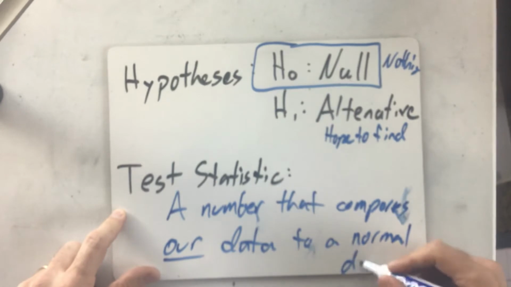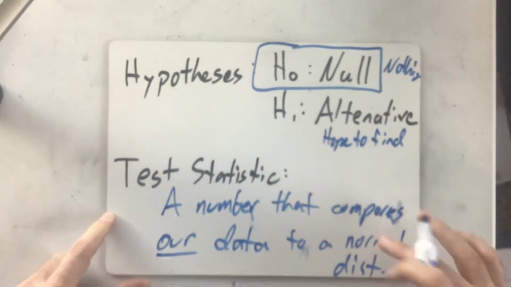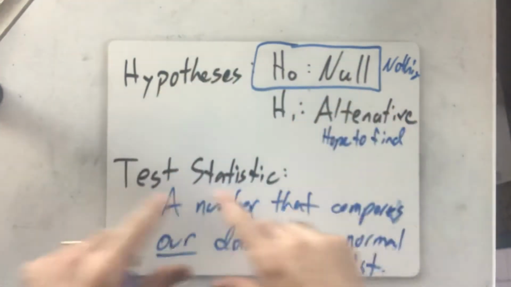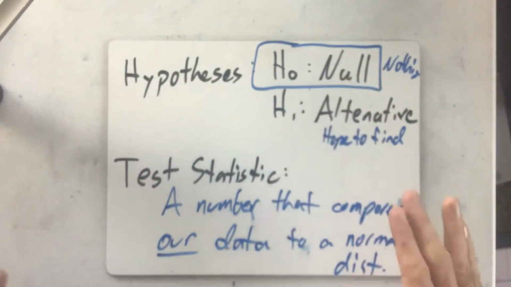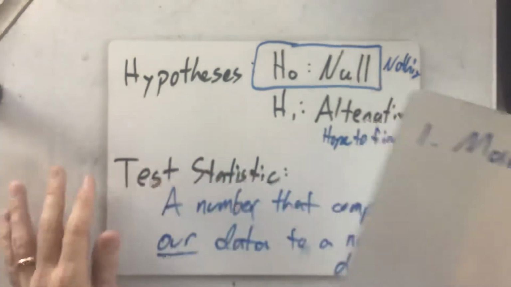And I should probably say standard normal distribution, but we'll just say normal distribution. So what a test statistic does is it takes everything that we have in our data, so we've collected a bunch of information, and if H naught is true, then our possible results should follow a normal distribution, and our test statistic puts our results somewhere on that normal distribution. So let me come back over here.